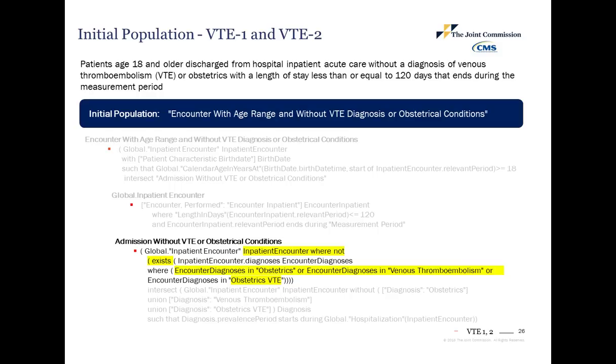In the first part of the expression, the logic is looking for an inpatient encounter that does not have an encounter diagnosis of obstetrics, VTE, or obstetrics VTE. An encounter diagnosis is an attribute of the encounter performed data type. So the timing for this attribute is not important because it's already tied to the encounter.